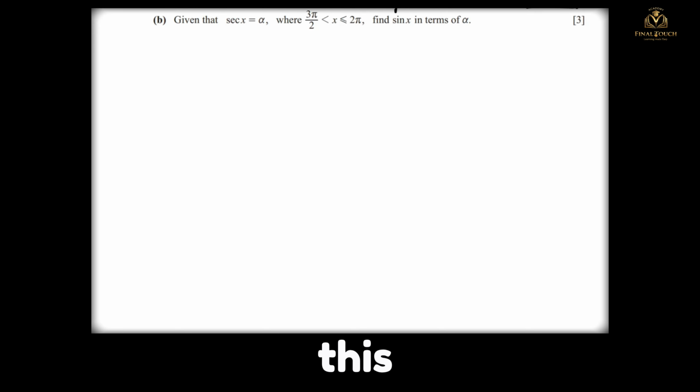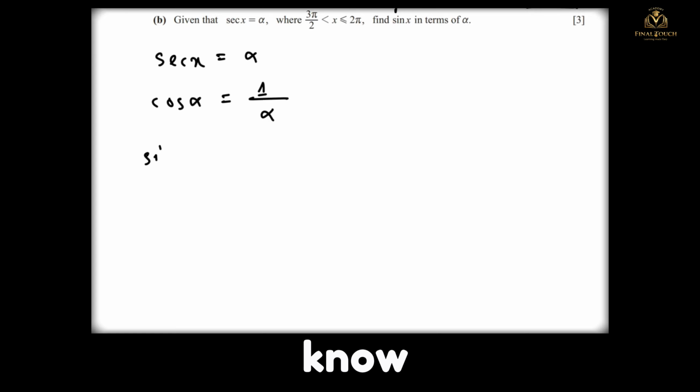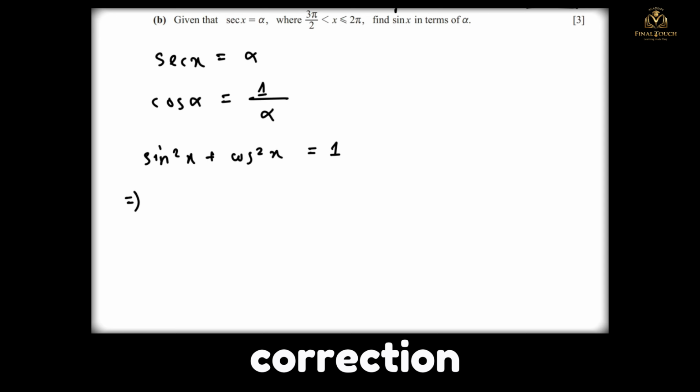So for part B, it tells us sec x is equal to alpha, where 3 pi by 2, so there's this range of values of x given. They told us to find sine x in terms of alpha. So since sec x is equal to alpha, we can write cos x is equal to 1 by alpha. We know sine square x plus cos square x is equal to 1. So sorry, my bad, there will be a correction here.